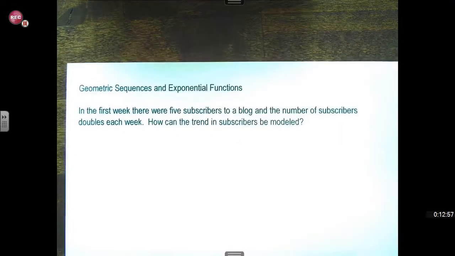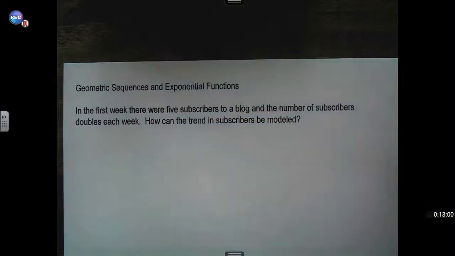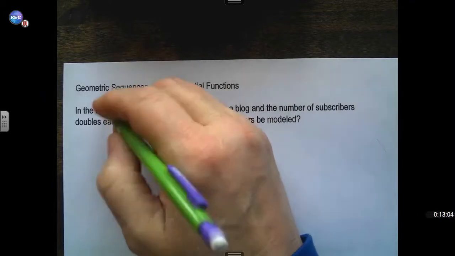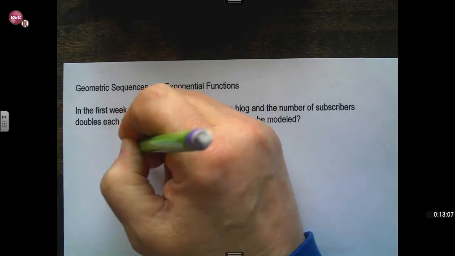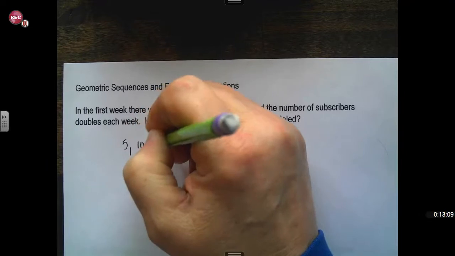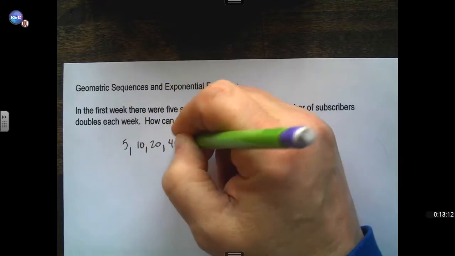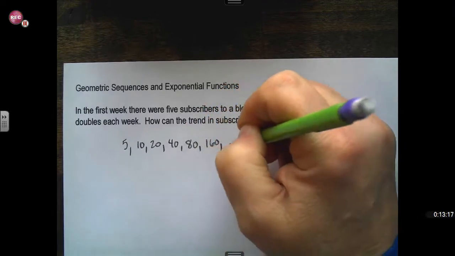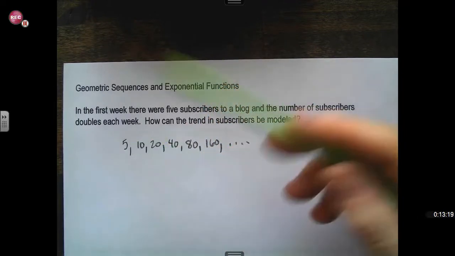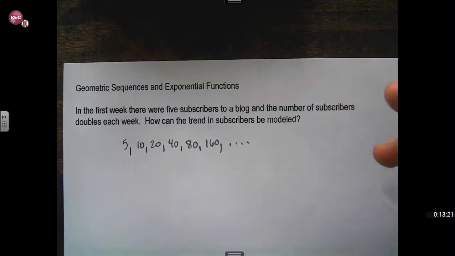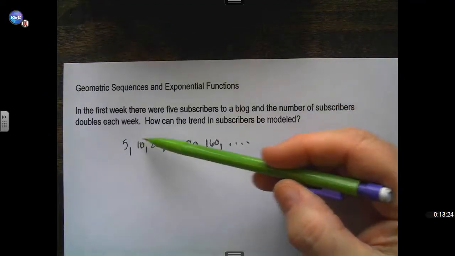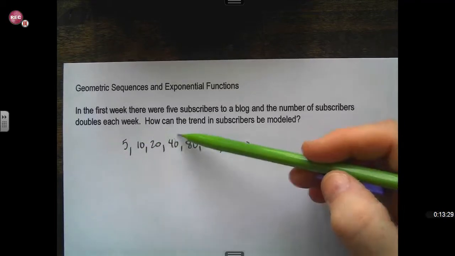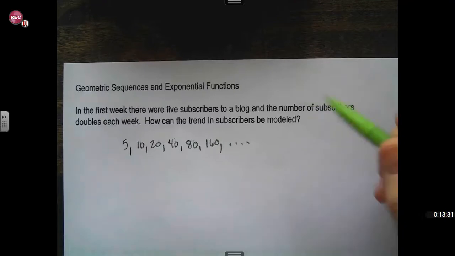Okay, in the first week, there were 5 subscribers to a blog, and the number of subscribers doubles each week. So 5 and 10, 20, 40, 80, 160, and so on. First thing we ask, is it arithmetic? Well, let's see. Add 5, add 10, add 20, add 40, add 80. No, it's not arithmetic.